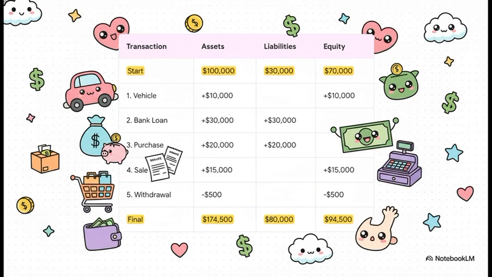And finally, the owner takes out $500 for personal use. That means cash, our asset, goes down by $500. And since the owner took it, their equity also goes down by $500.